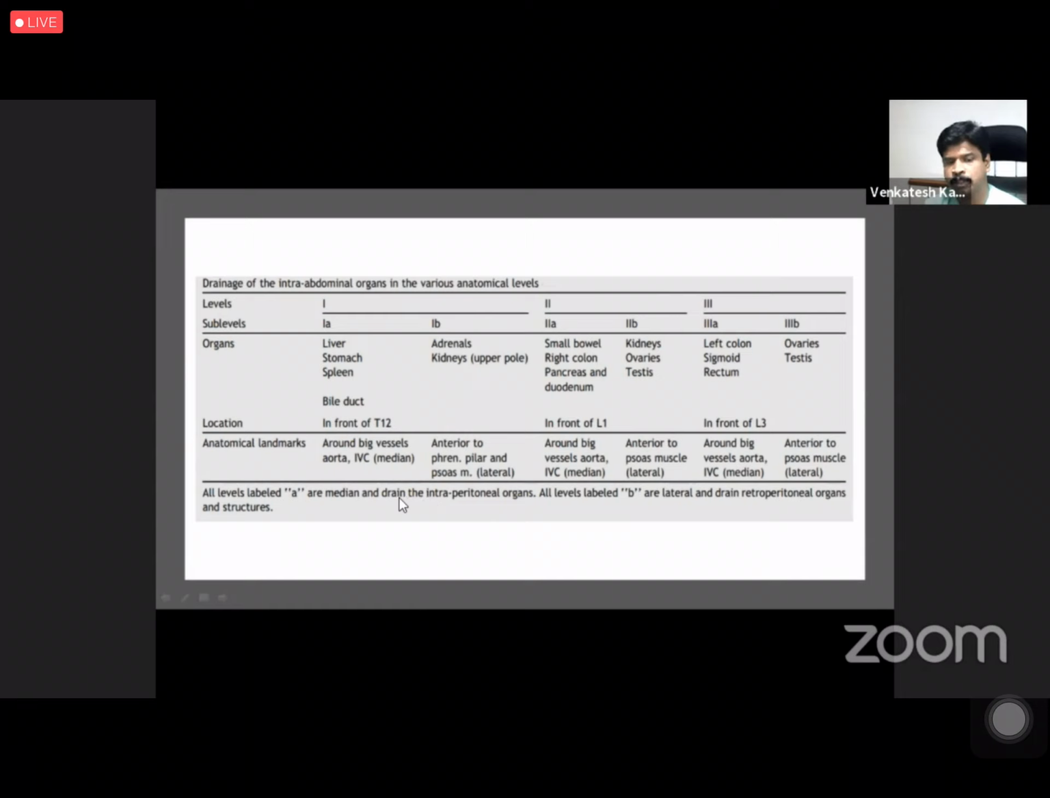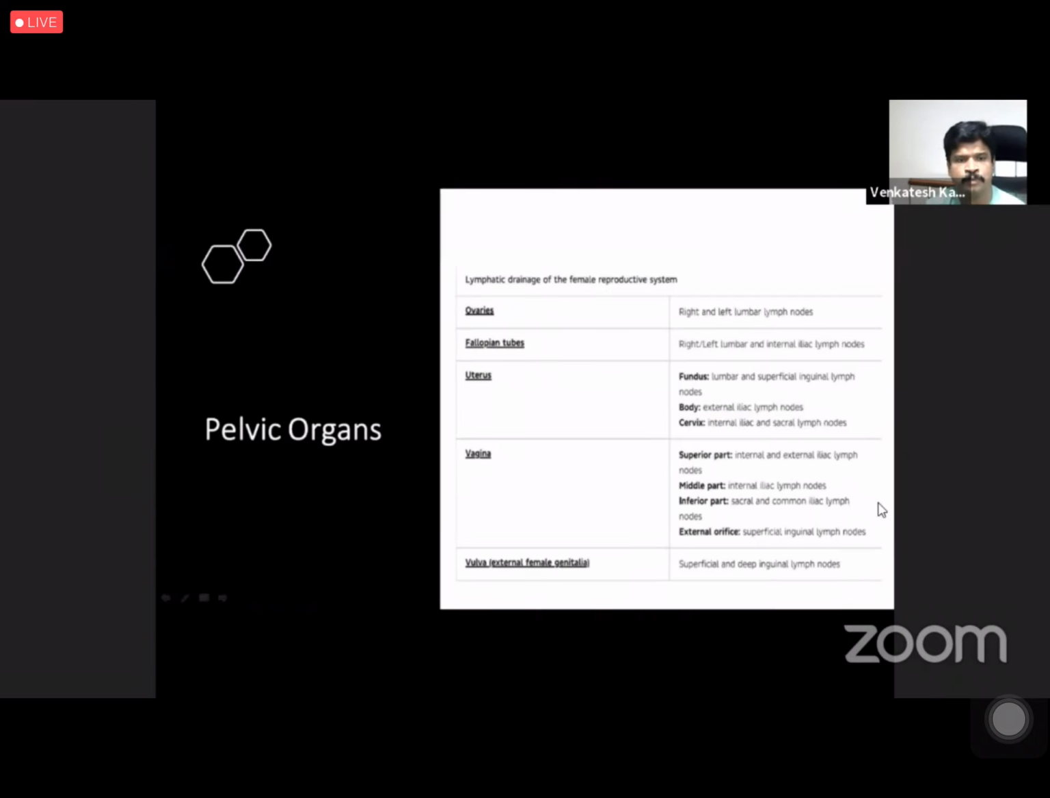They correspond to the lymph node location which drains the intraperitoneal organs. Similarly, 1B is also seen at that level, which drains the adrenal and the upper pole of the kidneys, and 2B are the kidneys, ovaries, and testes, and 3A are the ovaries and the testes. So that corresponds to the lateral group of lymph nodes, which drains the retroperitoneal organs and structures. So this is just on how we can classify the levels of the lymph nodes.